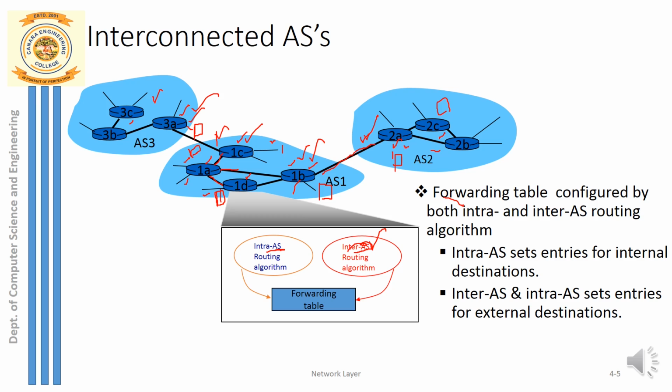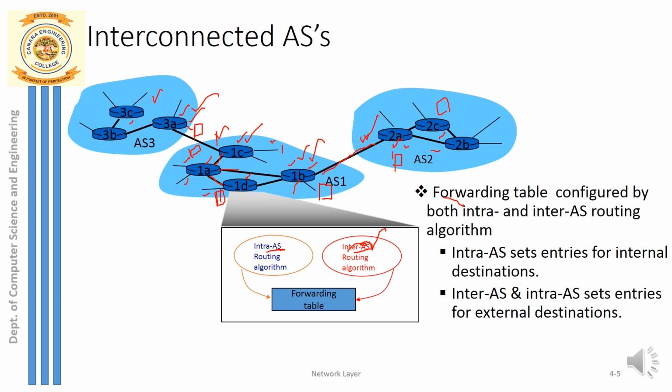Maybe it is 1A, 1D. So what is that information? It is nothing but the information about the shortest path to reach destinations inside the autonomous system. Suppose 1A has to send a packet. With the help of the forwarding table, it can calculate the shortest path, and finally 1A can reach any of the nodes inside the autonomous system. So the shortest path can be calculated.